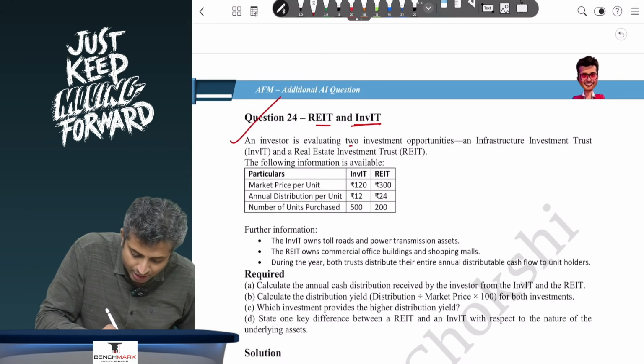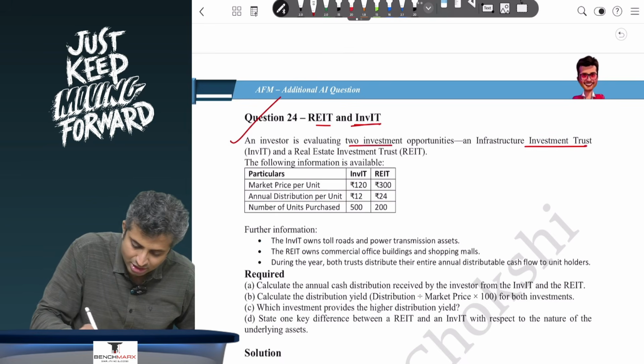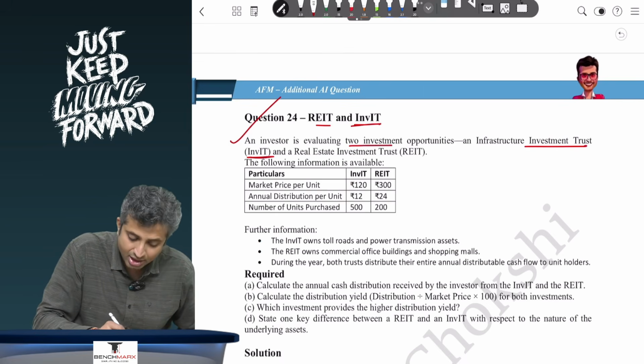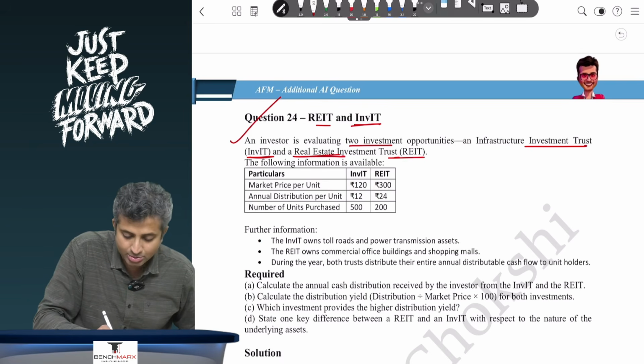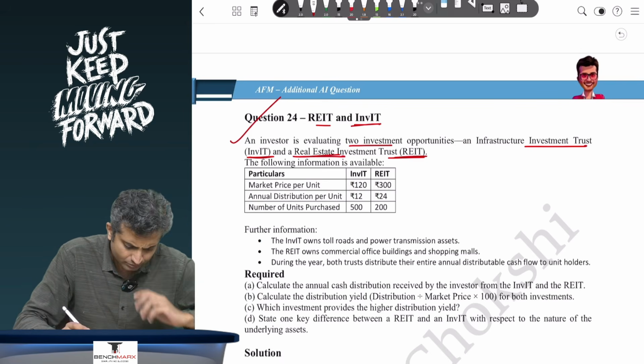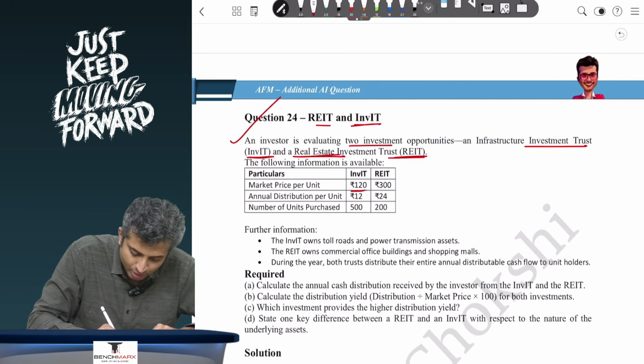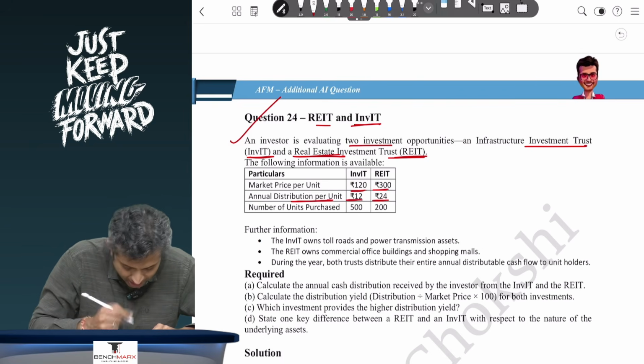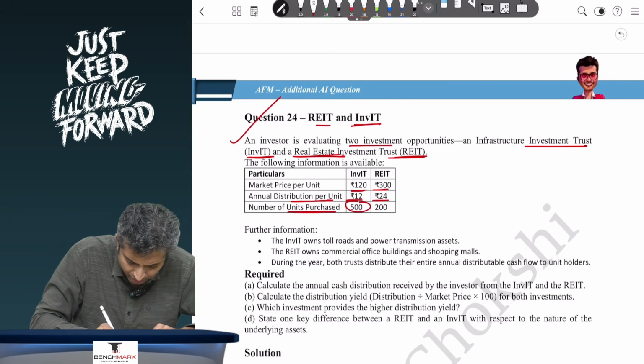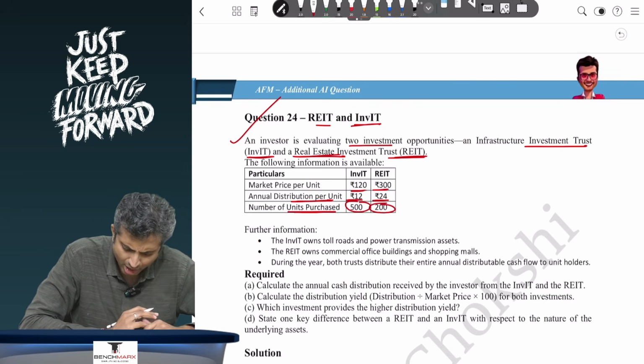An investor is evaluating 2 investment opportunities: an infrastructure investment trust, also called an InvIT, and a real estate investment trust, also called a REIT. The following information is the same as a mutual fund question only. Market price per unit is available. Annual distribution per unit is available, 12 and 4. And the number of units purchased is 500 and 200. Market price, annual distribution, number of units.